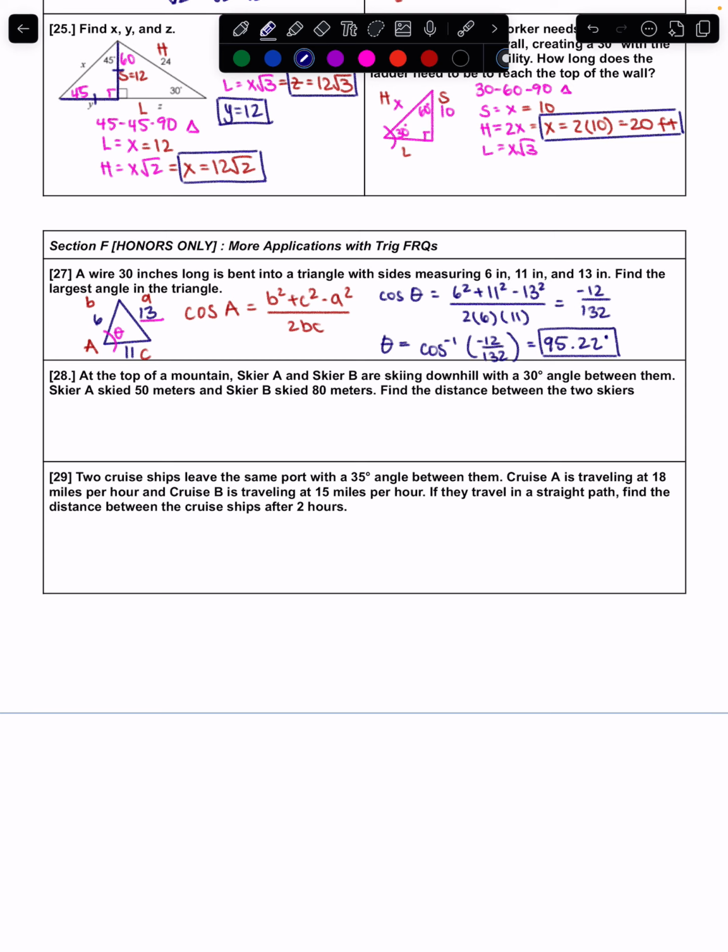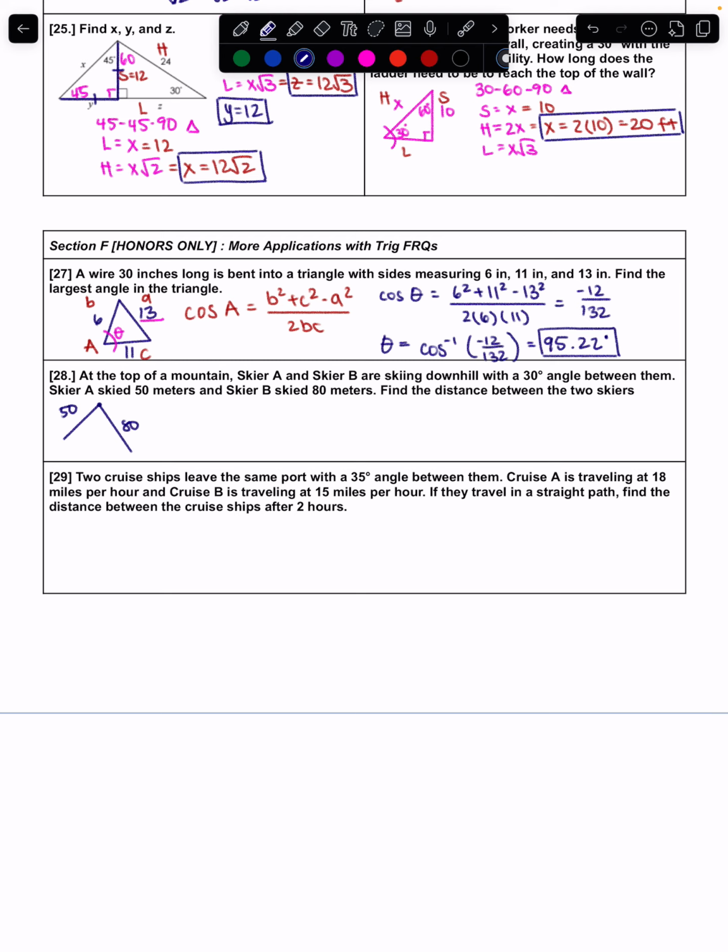We have number 28. At the top of a mountain, skier A and skier B are skiing downhill with a 30 degree angle between them. Okay, so let's just go ahead. And that's the top of the mountain. Skier A skied 50 meters. Okay, so let's put 50. And skier B skied 80. Okay, so 80, about there.